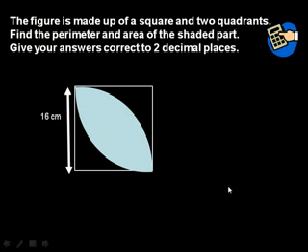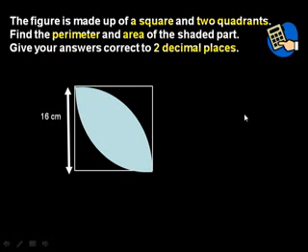Take a look at this question. The figure is made up of a square and 2 quadrants. Okay, I have a square, 2 quadrants. Find the perimeter as well as the area of the shaded portion. It means the portion in blue. Give your answers correct to 2 decimal places.